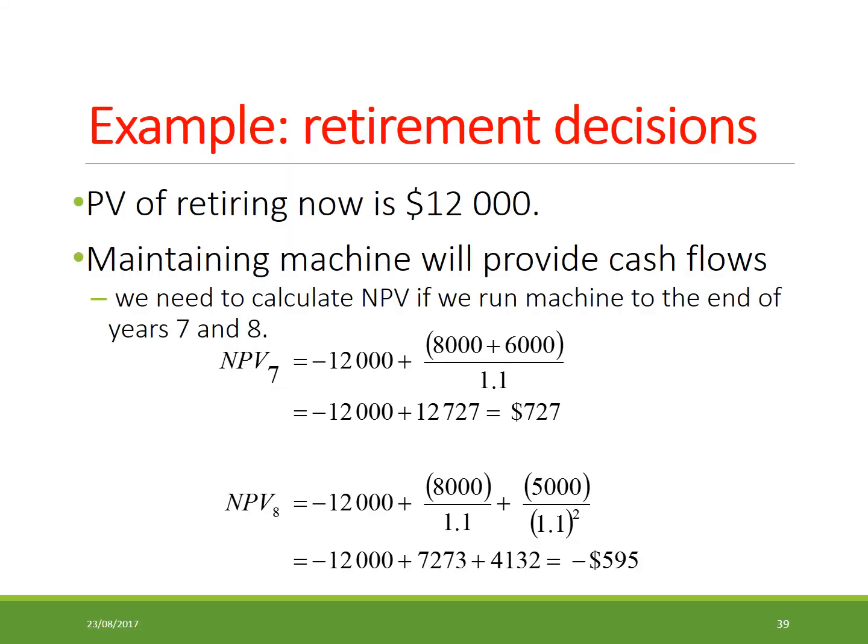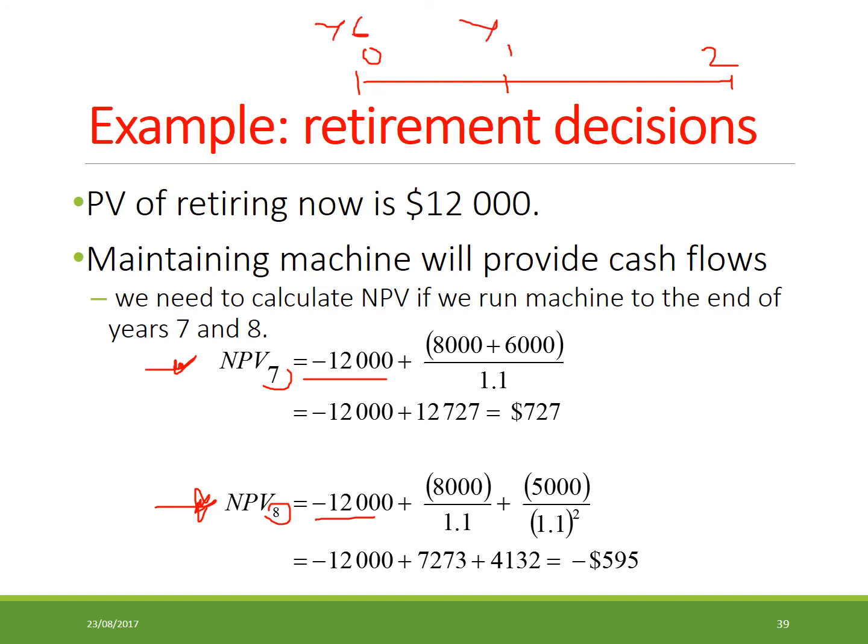So based on that analysis, we would then compute the value of retiring the project in year 7 or year 8, comparing to retiring the project today. Okay. So this is how the cash flows look like. So this is year 6, year 7, year 8.